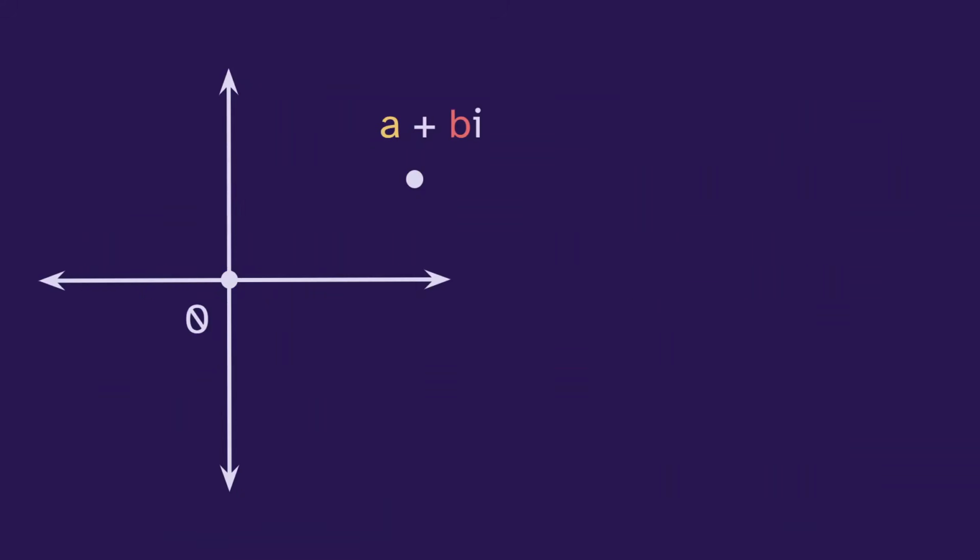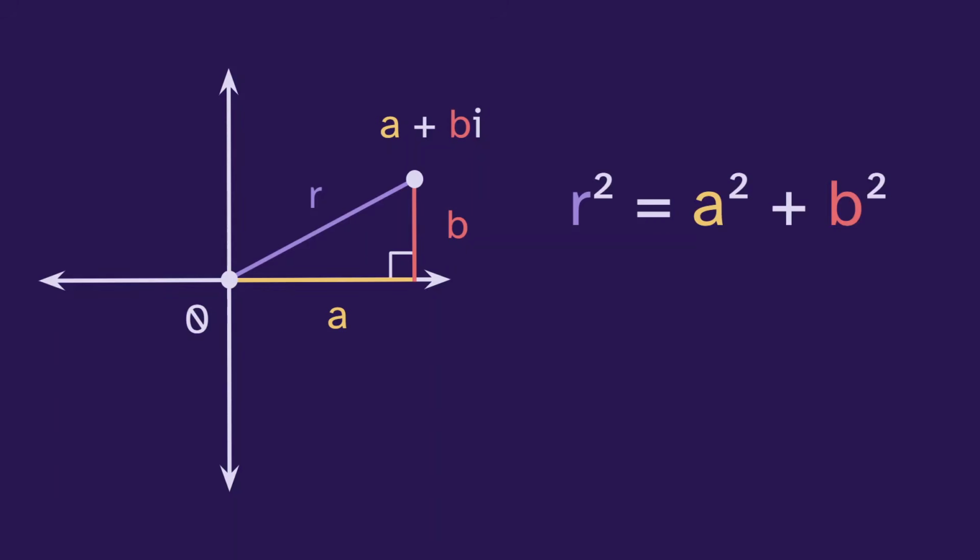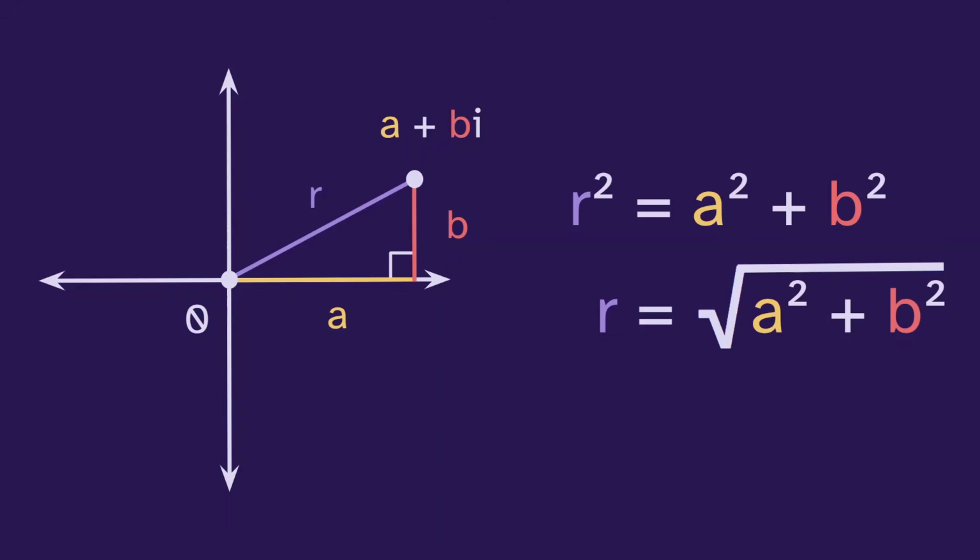But how do we find the radius of a Gaussian prime? Let's say we have some a plus bi, and we want to find the radius. Well, that number is a on the horizontal axis and b on the vertical axis, and this is a right angle, so we can use the Pythagorean theorem. The radius squared is a squared plus b squared, which means this is the radius.